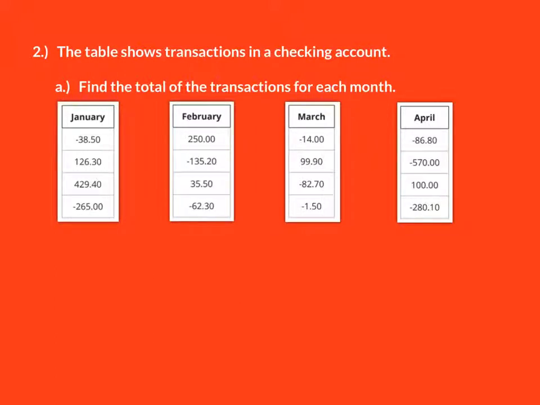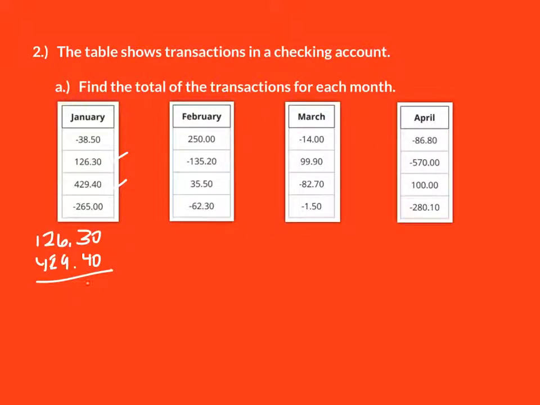Okay, so I think what I'm going to do here for each of these, well, we'll obviously start with January, is I'm going to take the two that are the same signs and add those together. So I've got 126.30 and 429.40. I'll add these together.